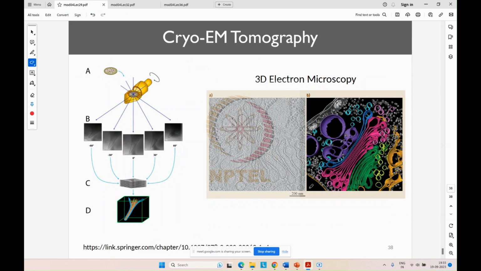One of the other things that is very common is cryo-EM, in which you first freeze the sample and then perform electron microscopy on it in slices, so that you can obtain a more 3D view of what your sample looks like. This is basically the biology, the inside of the cell.